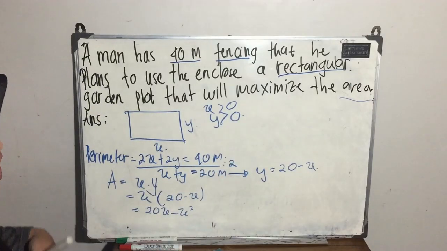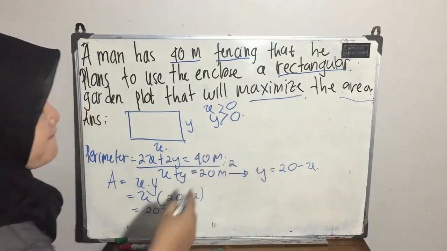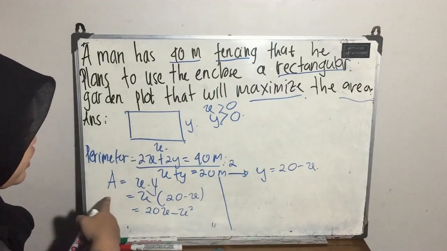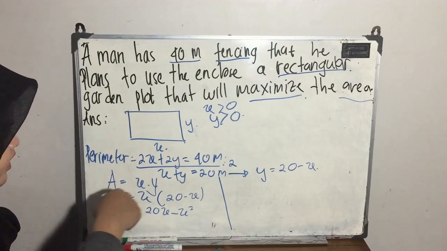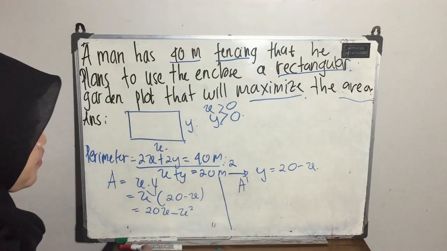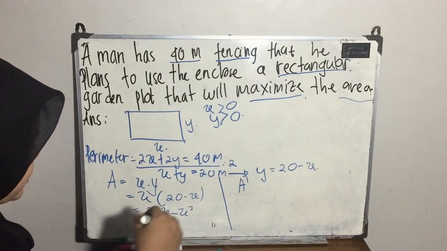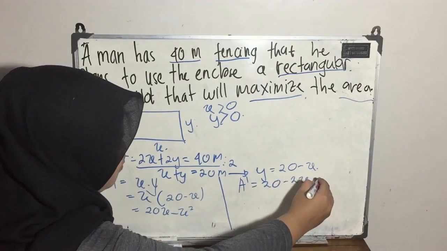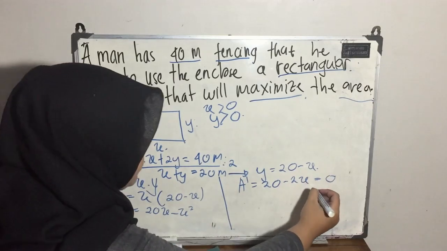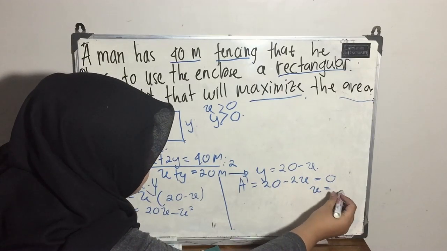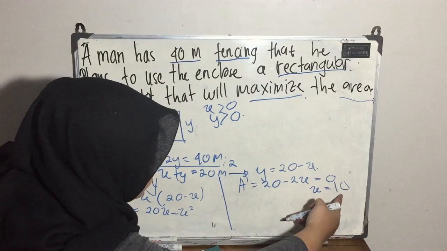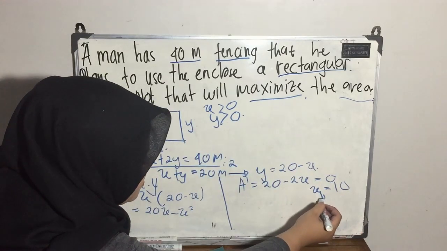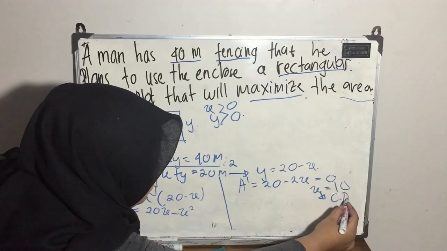Okay. Because we want to maximize, we use the critical point. So from here you need to differentiate this and set it equal to 0. The first derivative of A is 20 minus 2x equals 0. So you will get x equals 10. Okay, everyone, you get x equals 10. So this one is the critical point.